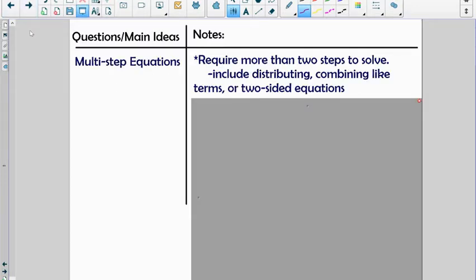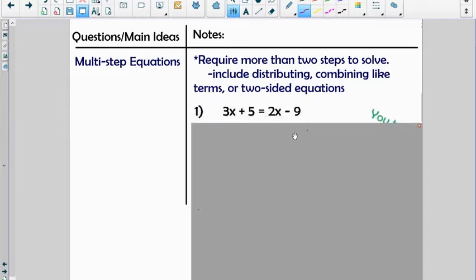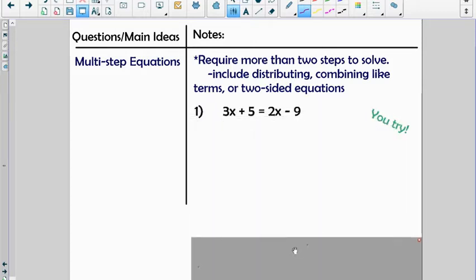Now it does get a little bit more complicated than that. There are also equations called multi-step equations. Multi-step equations are equations that contain more than 2 steps to solve. It might include distributing, it might include combining like terms, or it could be considered two-sided equations, because as we saw, it took 3 steps to solve. Here's an example of another two-sided equation that I'd like you to try. So at this time, I want you to pause the video, try it for yourself, and once you've solved it, check back to see how you did.